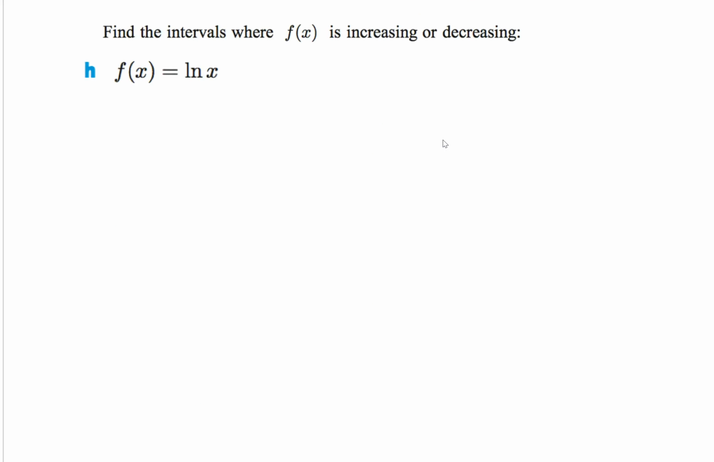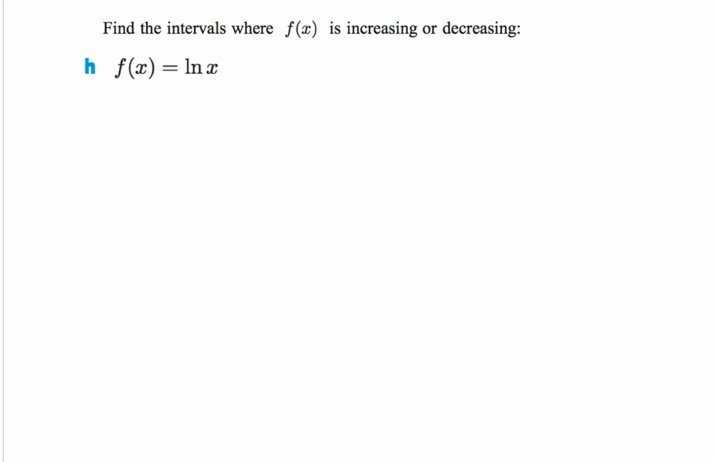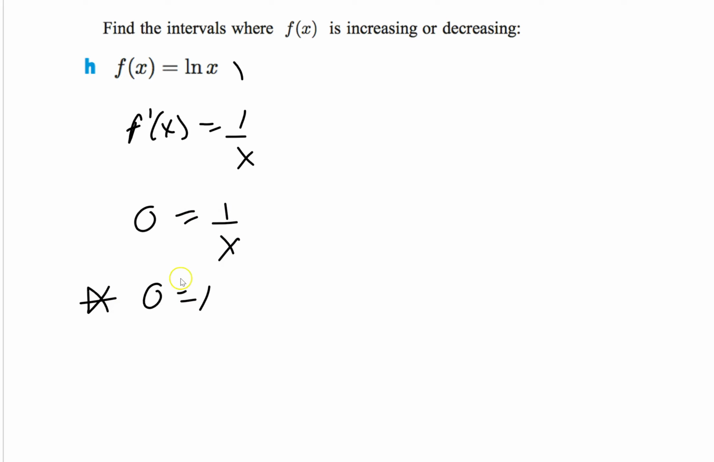Okay, so another one that's interesting. Find where this inverse is decreasing. So let's do the same thing. Take the derivative, set it equal to 0. My derivative of natural log is 1 over x. Set equal to 0, so 0 equals 1 over x. Try to solve it. Cross multiply, you get 0 equals 1. You can't solve it. Not possible.